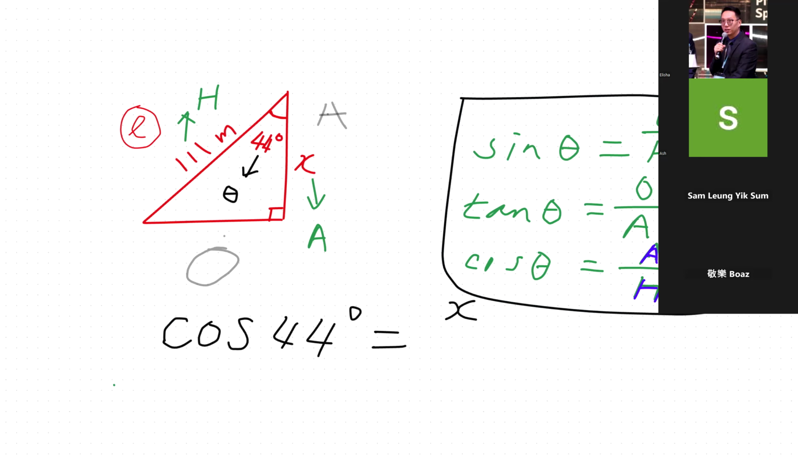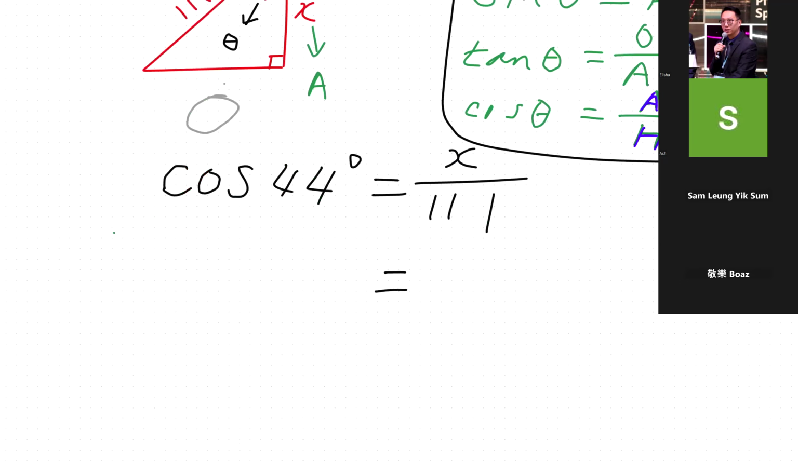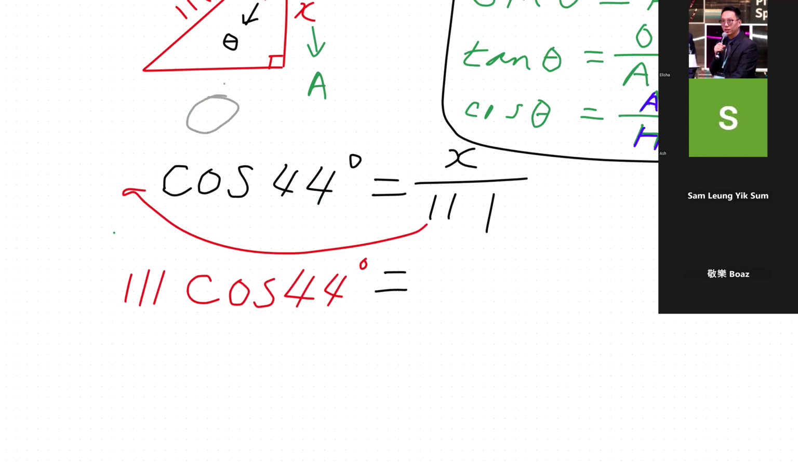So we are going to transpose. We need to isolate the X. So we have to transpose this to here. So 111 cosine 44 degrees would be equal to our X. So X would be equal to, the next step, you just press the calculator for this, okay? So I will show you how to press the calculator.